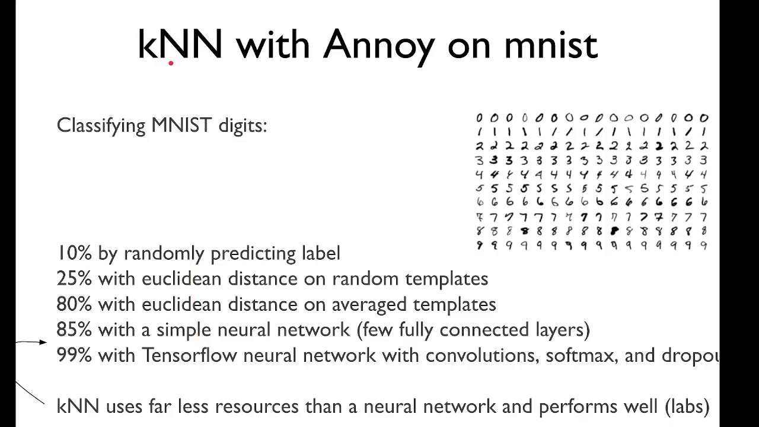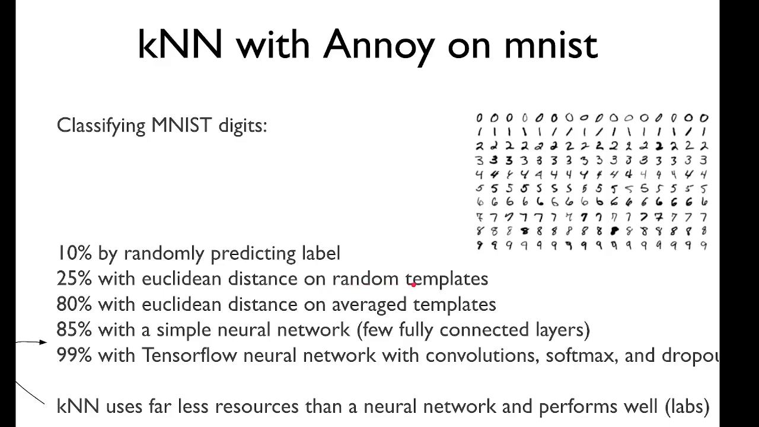So if we implement this K-nearest neighbors with the Annoy library on MNIST, then we're actually doing fairly well. Just as a reminder, classifying MNIST images randomly would have been 10% because our training data was equally balanced between the digits. And then we did a very simple approach, which is already a one nearest neighbor approach. That's what we implemented in the very beginning, where we took the shortest Euclidean distance to a random template.